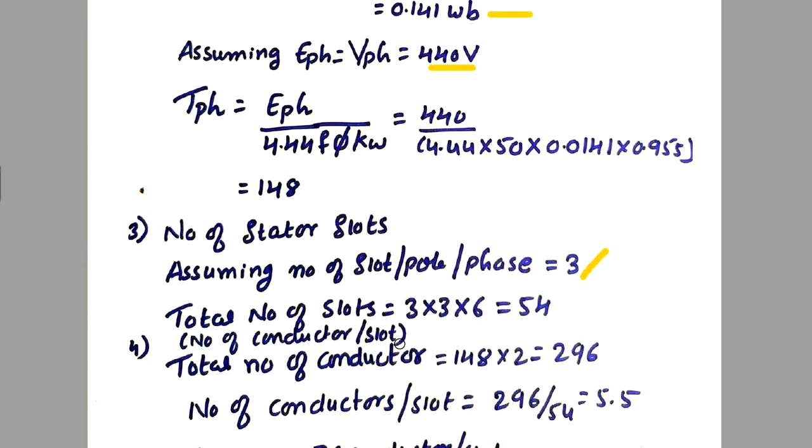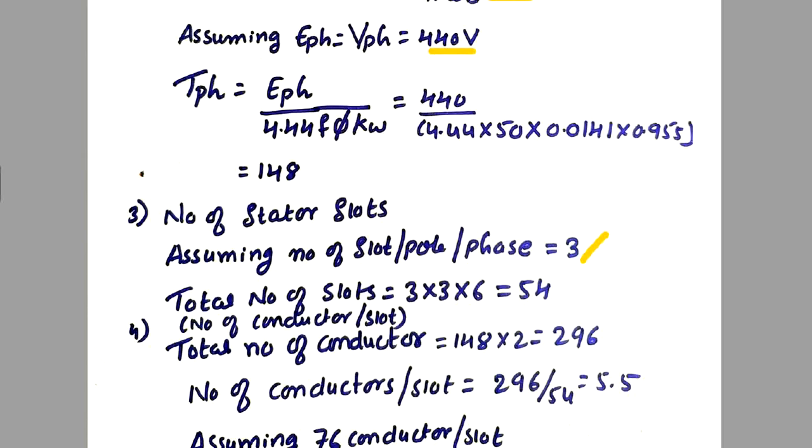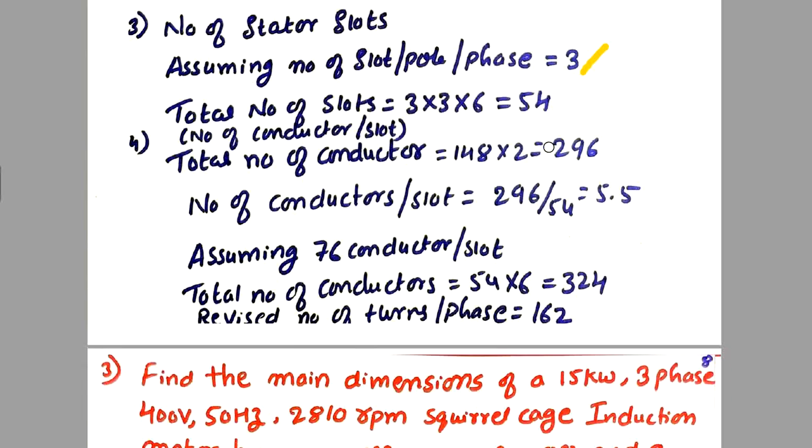Now we need to find the number of conductors per slot. So total number of conductors equals 148 into 2 equals 296. Now the number of conductors per slot: total conductors are 296, divided by the number of slots. For one slot, how many conductors will be required? It is approximately 5.5, so I have chosen 6 conductors per slot.